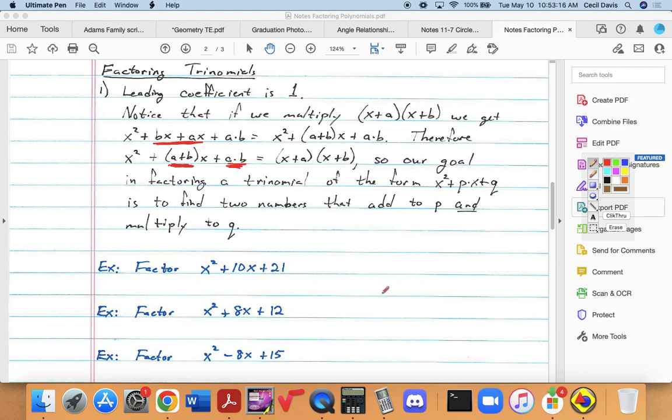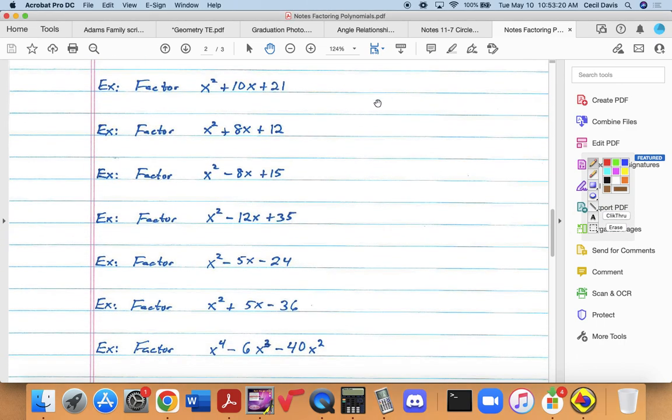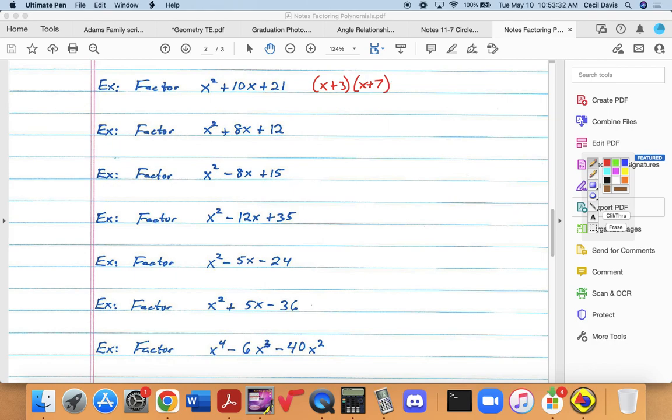All right? So here, 7 and 3. We want two numbers that multiply together to be 21 and add together to be 10. It's 7 and 3. So that's x plus 3 times x plus 7. And again, we've done some of these. You should be able to zip through these pretty quickly. What does this factor to? x plus 6 times x plus 2, right?